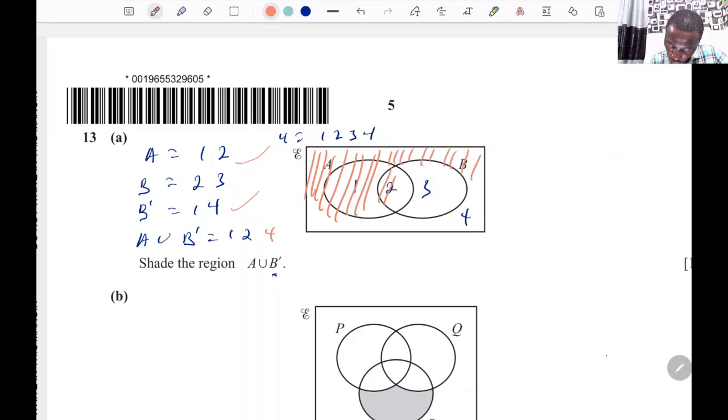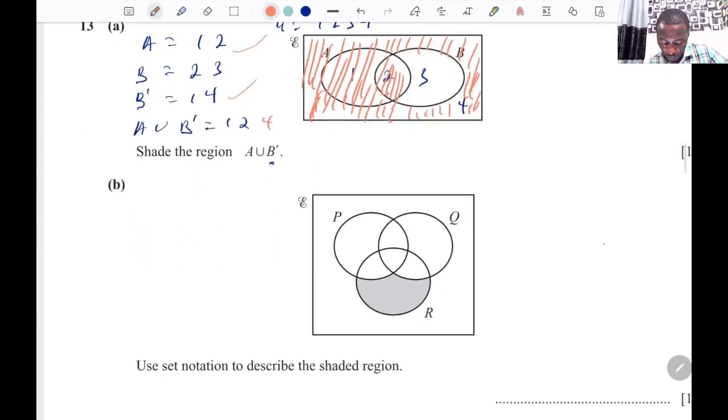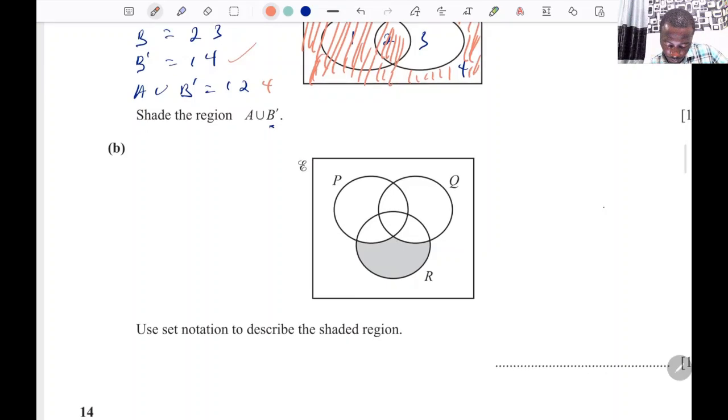So I have 2 also involved to be shaded. This one, I think, is easier to understand. So you can do that and you're free with your answer. The B part says we should shade the region. So we say, use set notation to describe the shaded region. This one may be a little bit complex, but it's very easy.